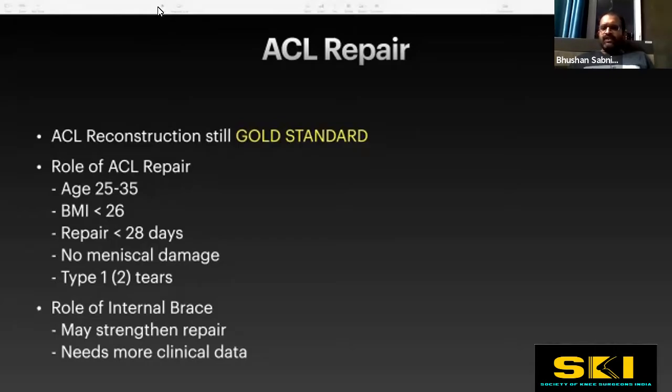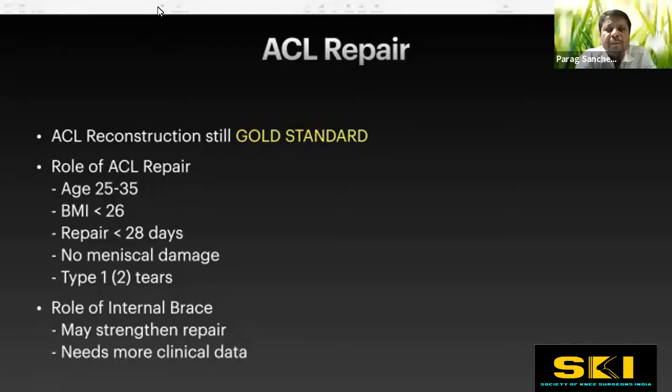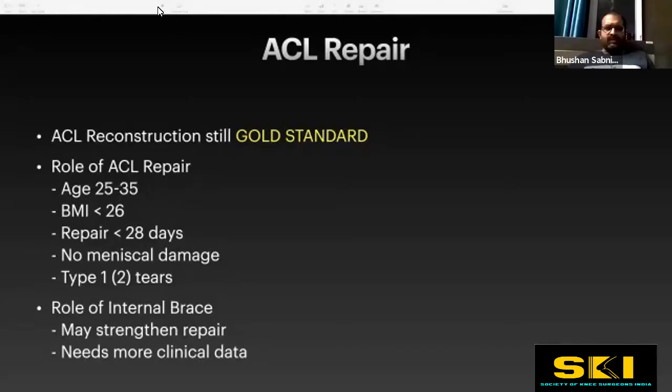If the length is not sufficient, it can land you in trouble, and you will get suboptimal fixation, and you'll also be unnecessarily putting implants inside the knee. Correct. This has been put up in this slide very well by Sachin, that ACL reconstruction still remains the gold standard. I think so. We'll agree, and see as time goes.